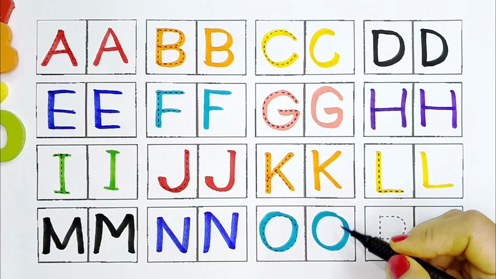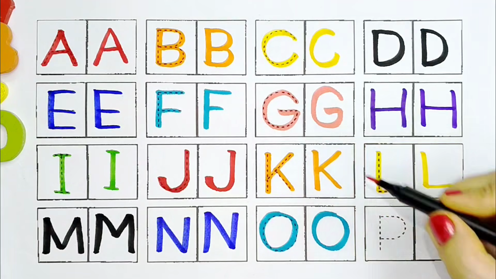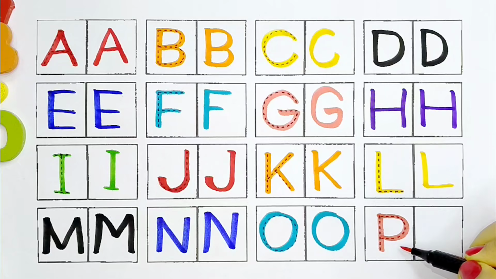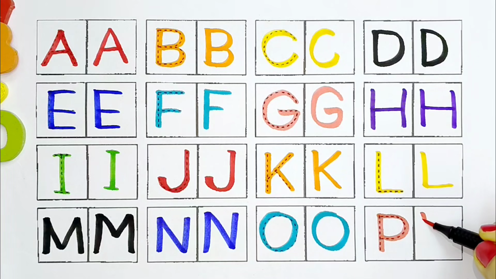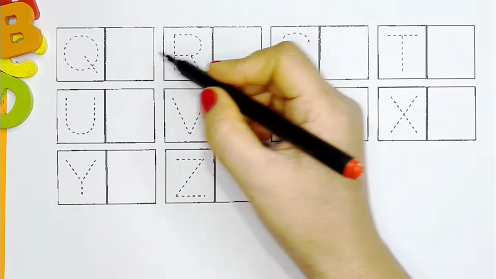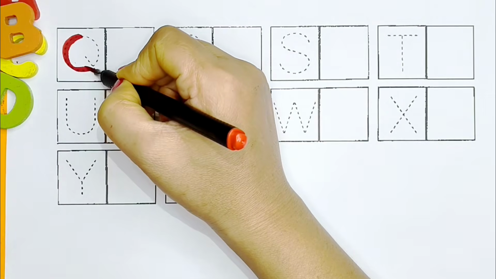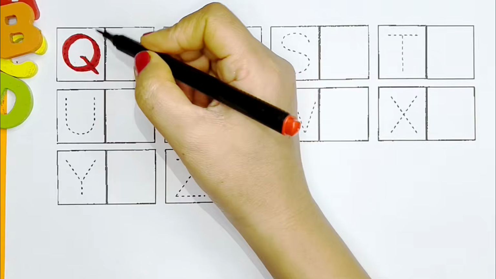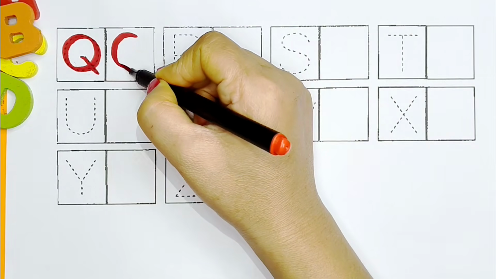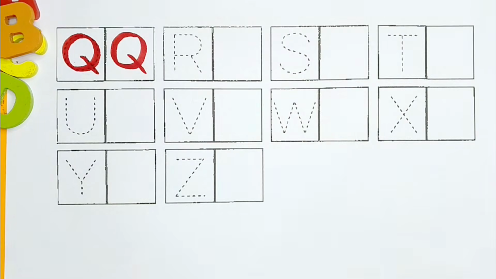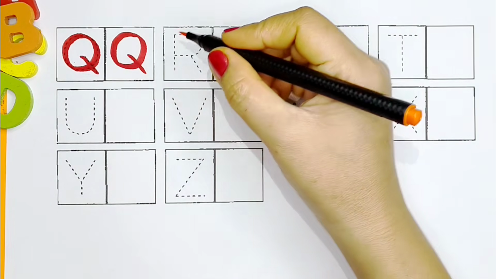O for onion. Pink color. P for pencil. P for panda. Red color. Q for queen. Q for quiet. Orange color.